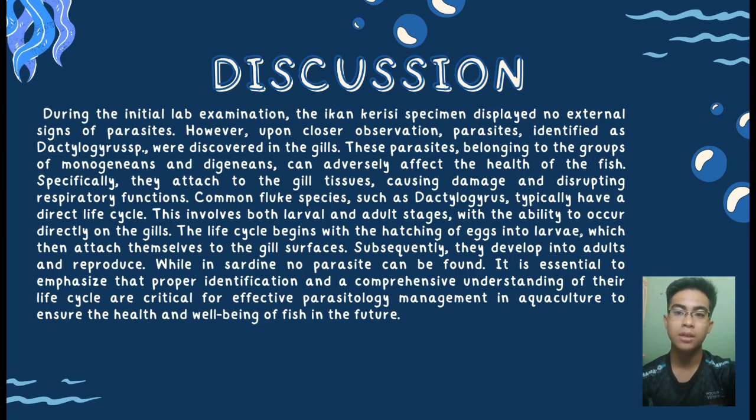For the life cycle of Dactylogyrus, typically it has a direct life cycle, with both larvae and adult stages that can occur on the gill. The egg hatches into larvae, which then attach to the gill surface, develop into adults and reproduce. So proper identification and understanding of their life cycle are crucial for effective parasitology management in aquaculture for the future.